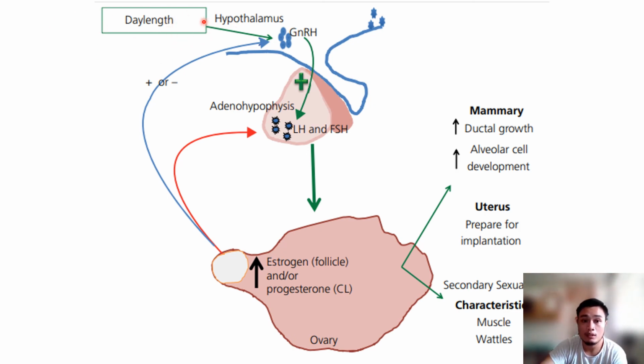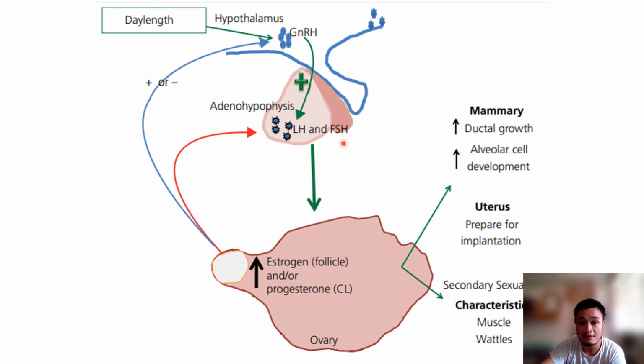So for example, with day length, let's say a goat, a short day breeder, nagiging shorter na yung day length. So it stimulates their hypothalamus to secrete gonadotropin releasing hormone, or your GnRH. Again, this GnRH is secreted to our hypophyseal portal system to act on gonadotropes on the adenohypophysis. These gonadotropes will secrete your gonadotropins, your LH and your FSH. And these gonadotropins will be secreted to the circulation to find their target cells.